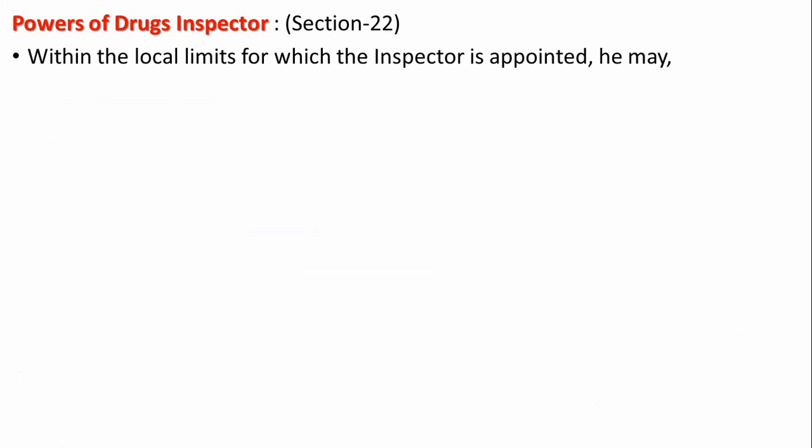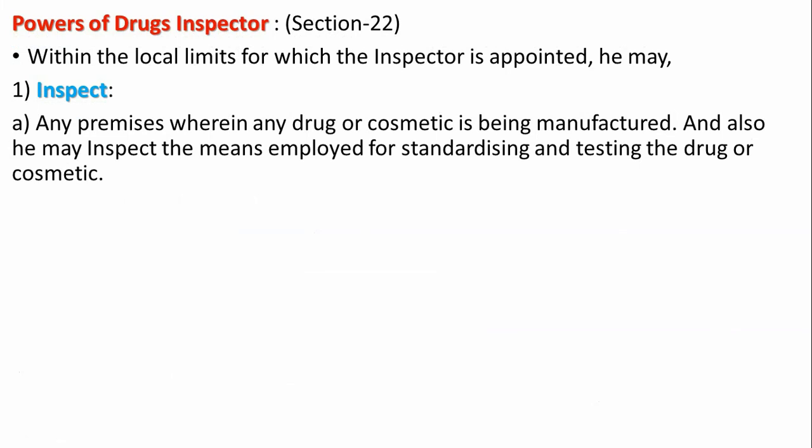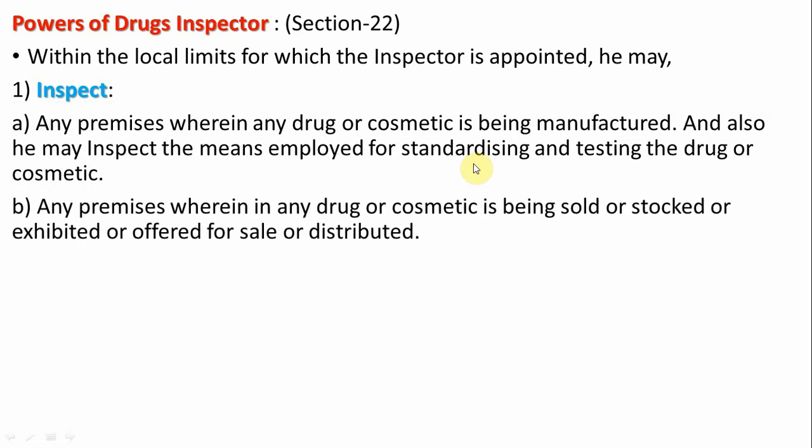Next, powers of the drug inspector. Within the local limits for which the inspector is appointed, we are going to see the powers of drug inspector. First, they inspect any premises wherein any drug or cosmetic is being manufactured, and also he may inspect the means employed for standardizing and testing the drug or cosmetic. Means he can, anytime, inspect the premises.